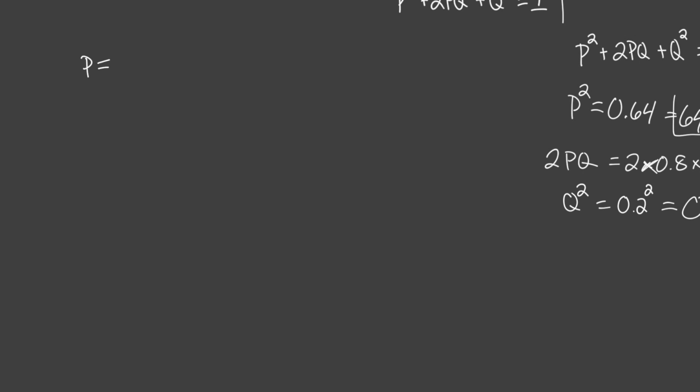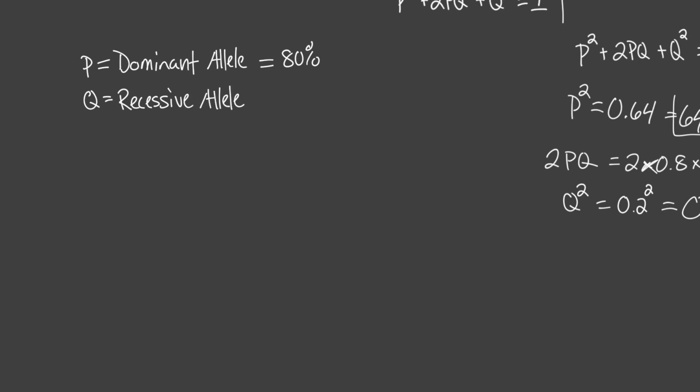P, which equals the dominant allele, equals 80%. 80% of the alleles in the population are the dominant allele. Q, which equals our recessive allele, equals 20%. So 20% of the alleles in that population are recessive.